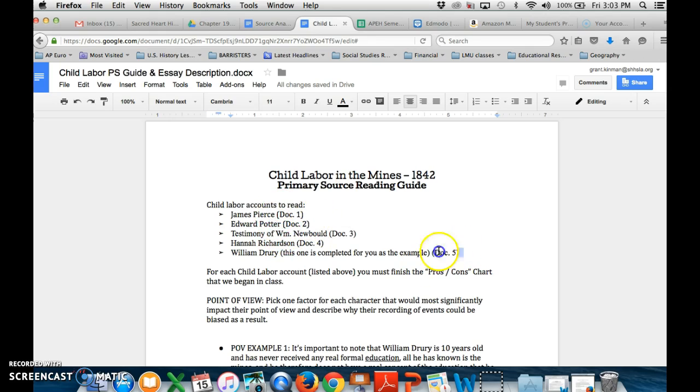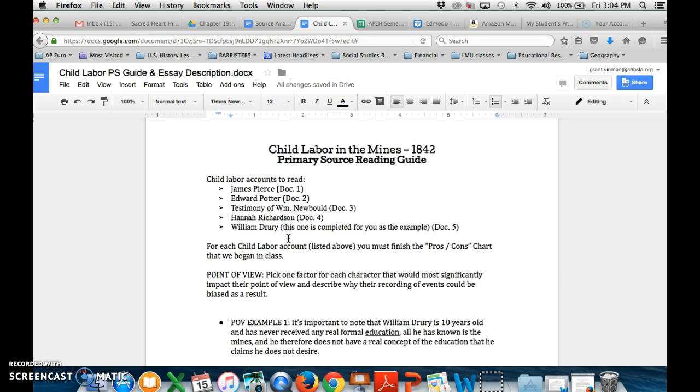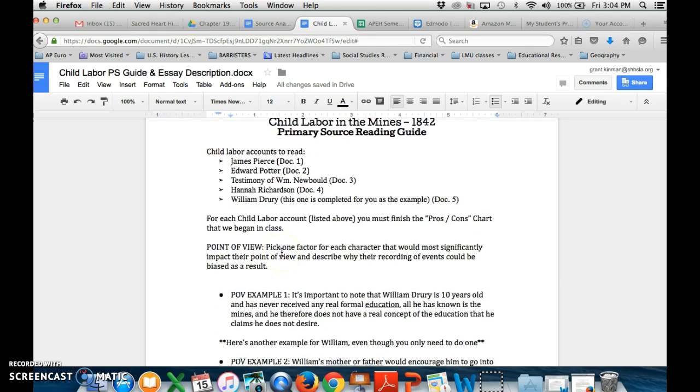So these are the documents. Documents 1, 2, 3, 4, and 5. And when you pull quotes from these documents, make sure you reference them like you would in the DBQ. So if you use a quote from the Edward Potter testimony, at the end of the quote, insert document 2, just like that. Okay? So you need to use all 5 documents in your essay in order to get full credit.